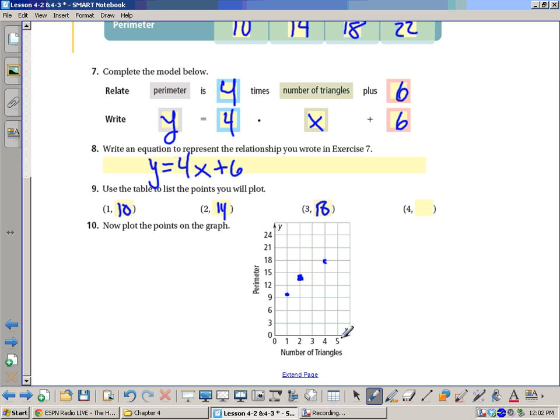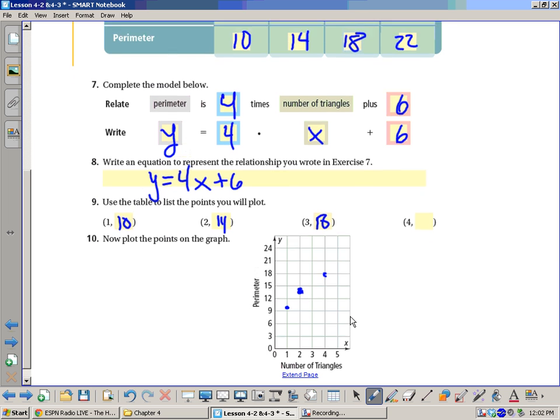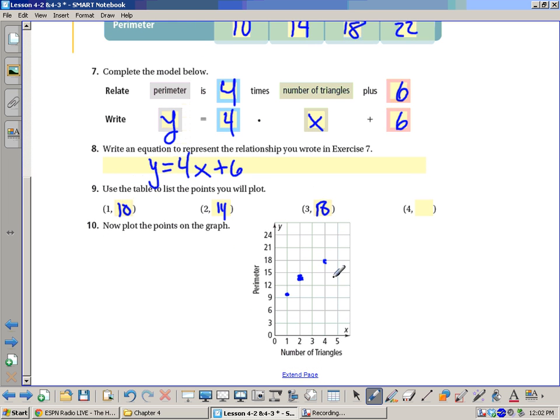And then what do we add? Whoops, I was off. That's why. 3 is 18. So I'll erase this one. I apologize. I just had put the point in the wrong spot. And then 4 is 22. So we can see that this creates a line. So this would be a linear function because it creates a line.